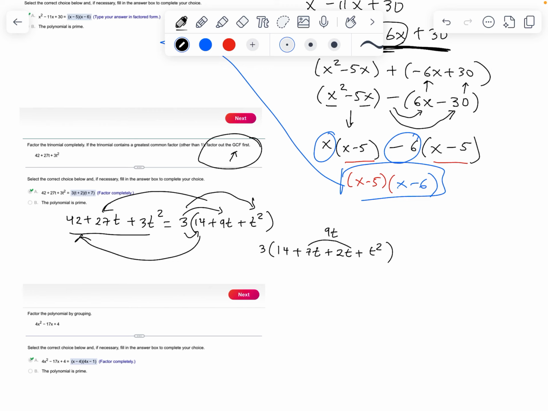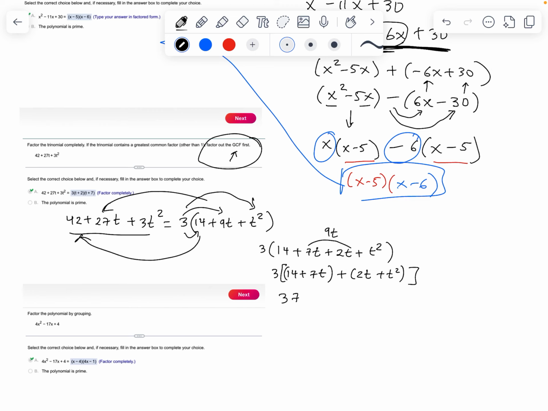So I haven't completely transformed my equation. It can still revert to the initial one. So from here, I can do the grouping again. 14 plus 7t as one group, and 2t plus t squared as a second group.